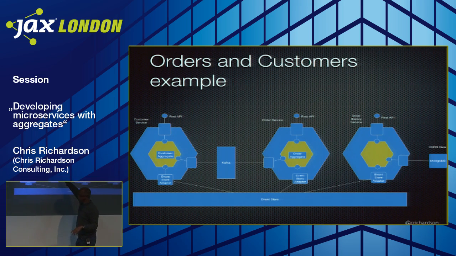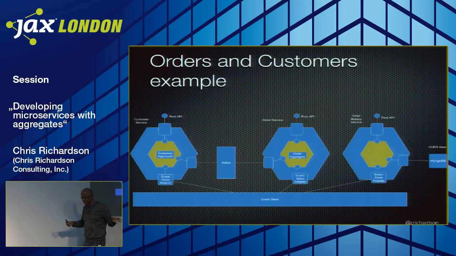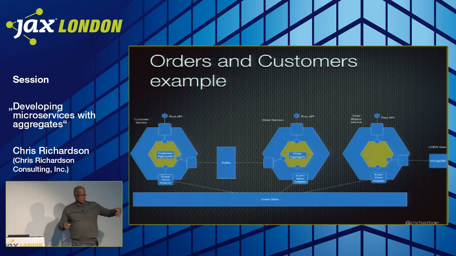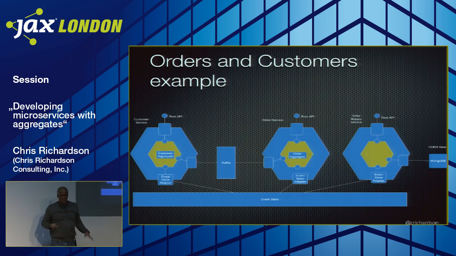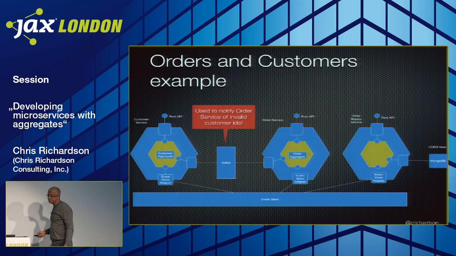And there's actually a use of Kafka in here as a back channel from the customer service to the order service to say, hey, you just created an order for a customer that doesn't exist. But that's a minor thing. They're all connected to the event store. You can find this diagram in the code in GitHub.